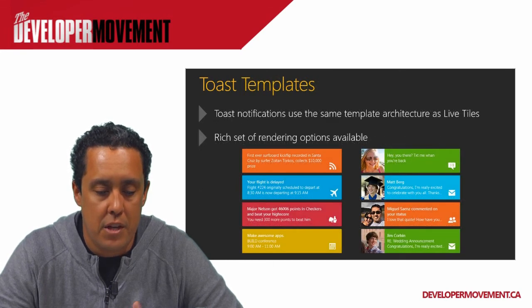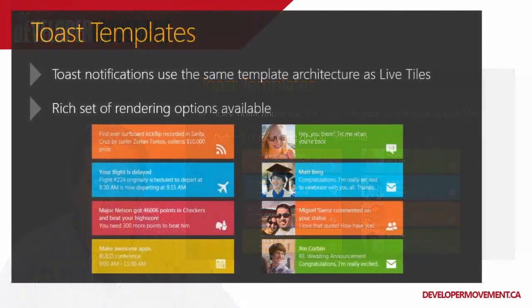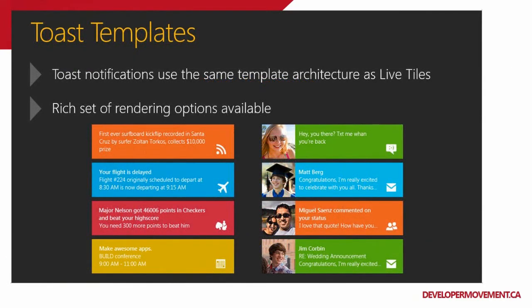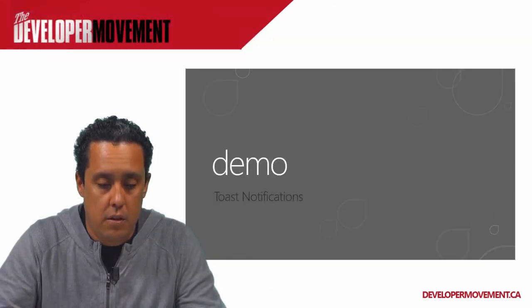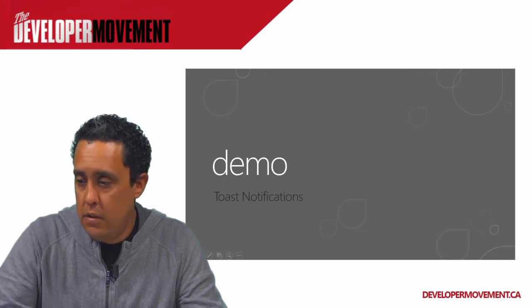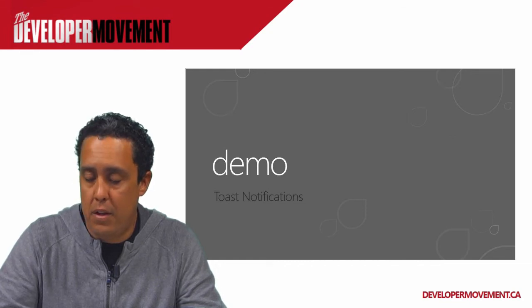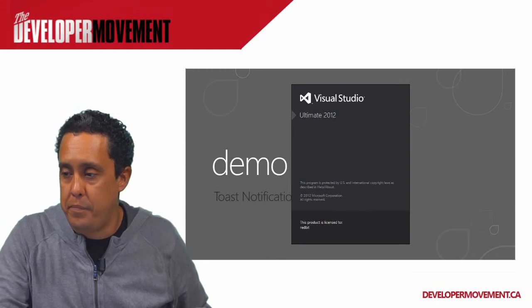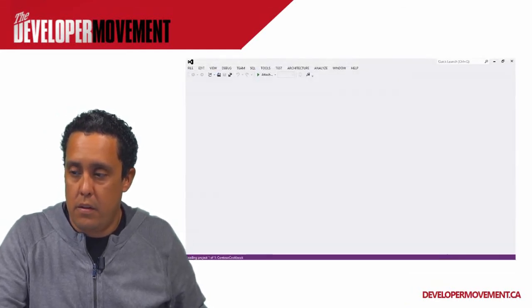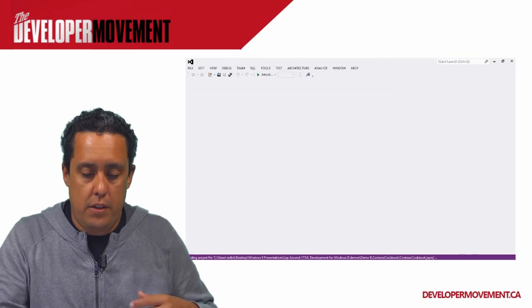So here are some examples of some of the options that are available. So you have your icon, and you have some text, but you could also add an image in there. So different templates that are available for toast notifications. So now we'll just quickly jump into toast notifications. And I'm going to open up the cookbook sample again. So let this load up.